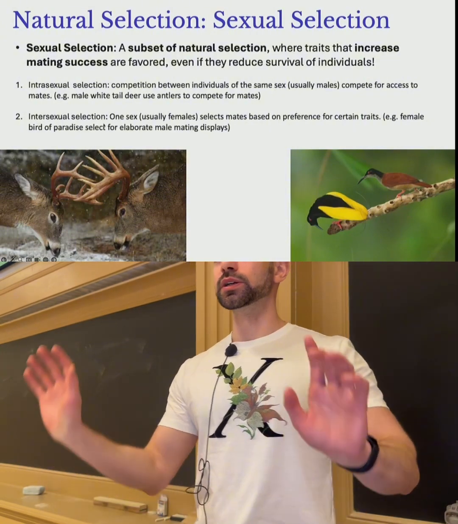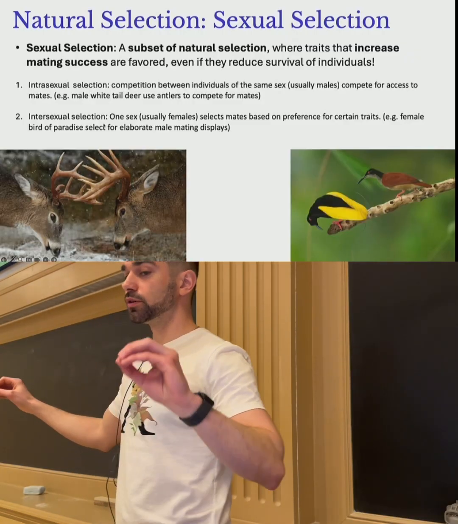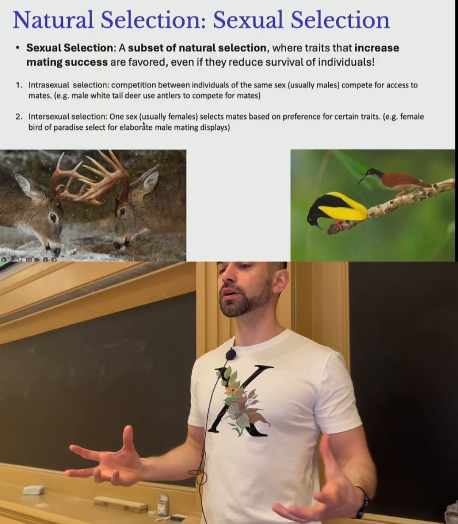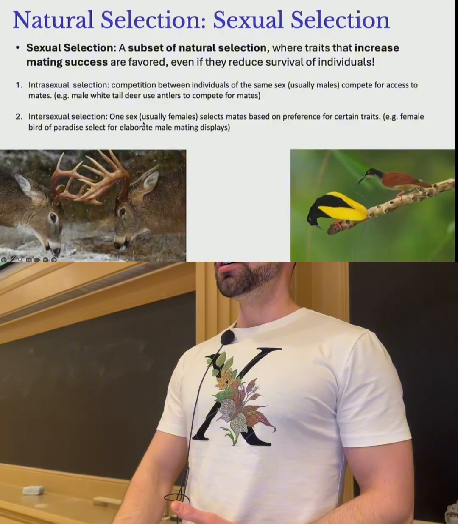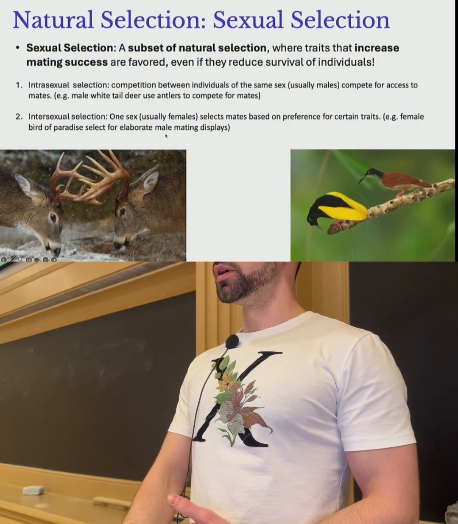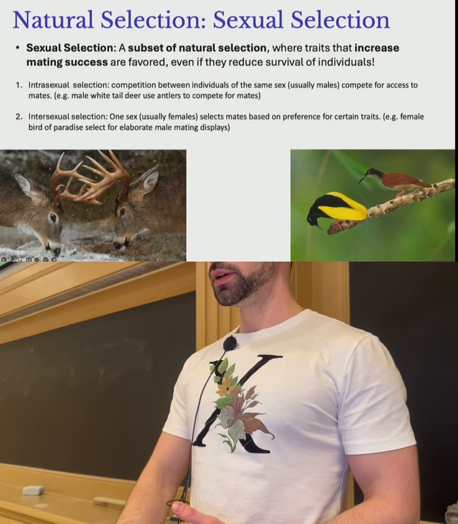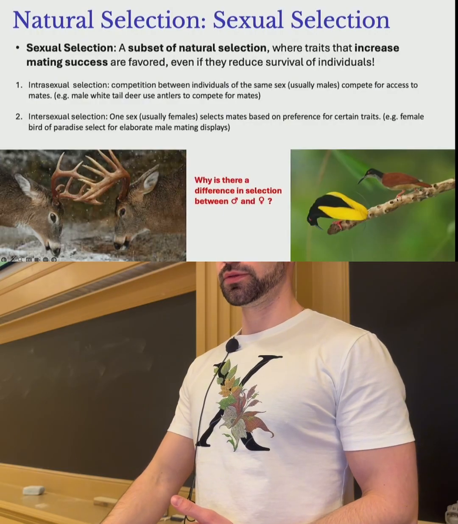Intersexual selection is when the selective pressure is being applied across sexes, so between males and females. One sex, usually females, selects mates based on their preference for a certain trait. For example, female birds of paradise select for elaborate male mating displays, which is here. This is a male bird of paradise, and that's the female looking at him, seeing if he was good enough.